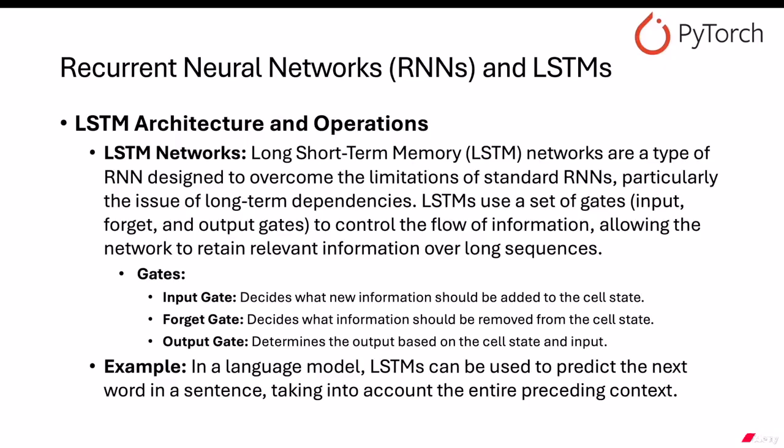Let's look at the different gates. The input gate decides what new information should be added to the cell state. The forget gate decides what information should be removed from the cell state. And then there's the output gate, which determines the output based on the cell state and input. An example is in a language model, where LSTMs can be used to predict the next word in a sentence, taking into account the entire preceding context.